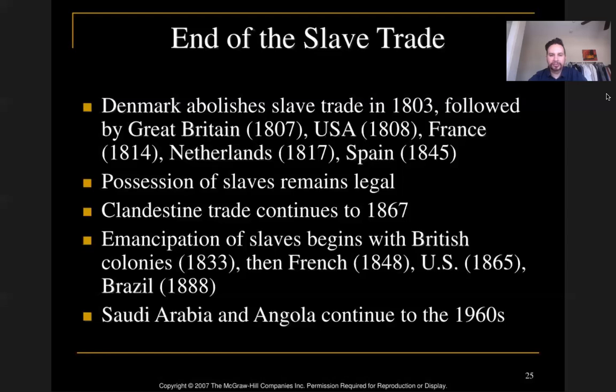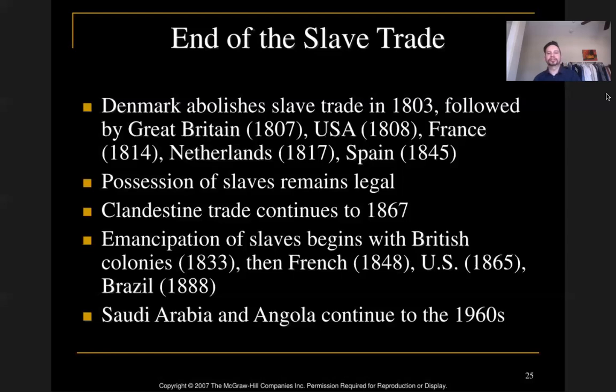However, we still have slavery continuing in places like the United States until 1865. So the possession of slaves remains legal, but the slave trade is mostly illegal. So now there were clandestine trades, in other words, undercover trade, that continues until 1867.